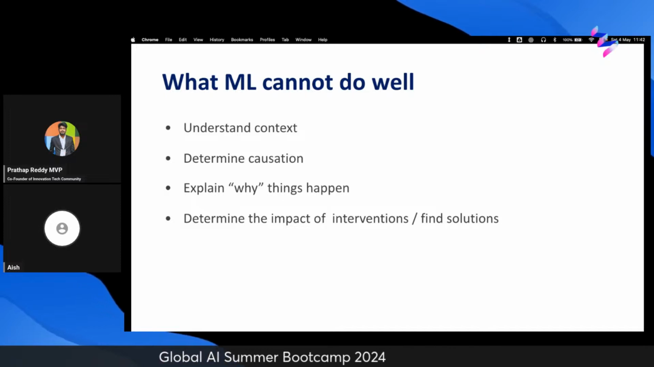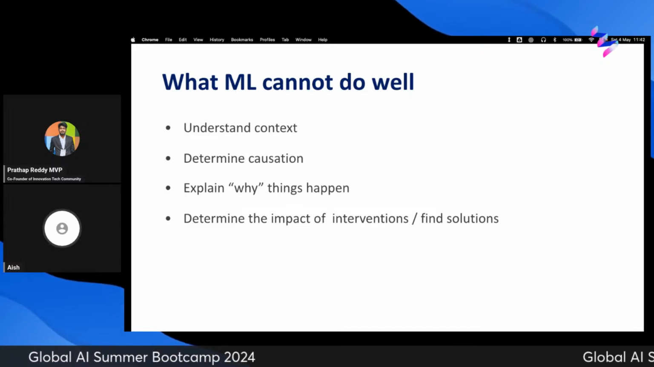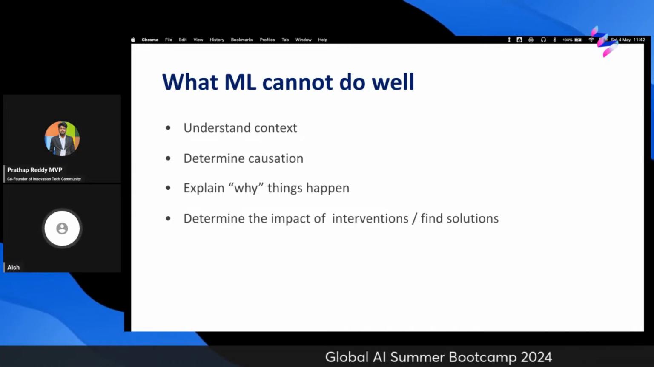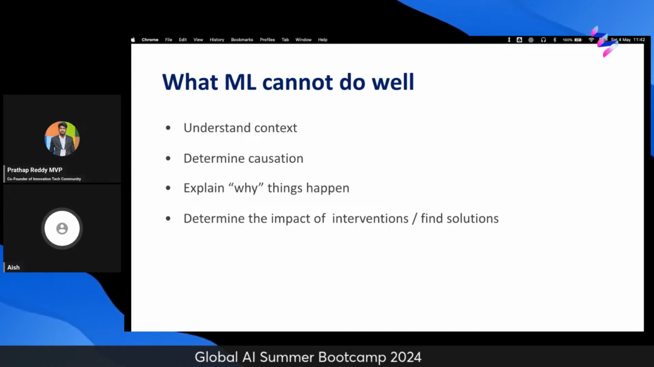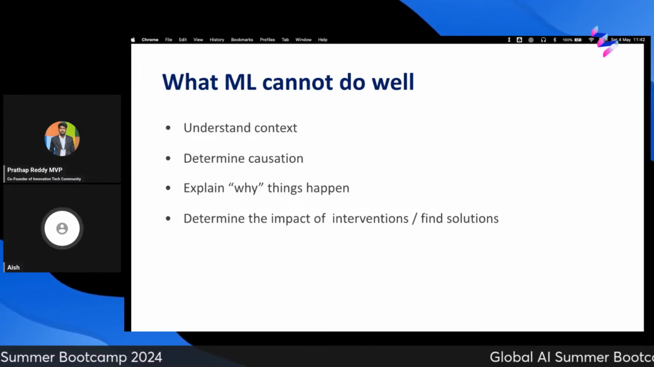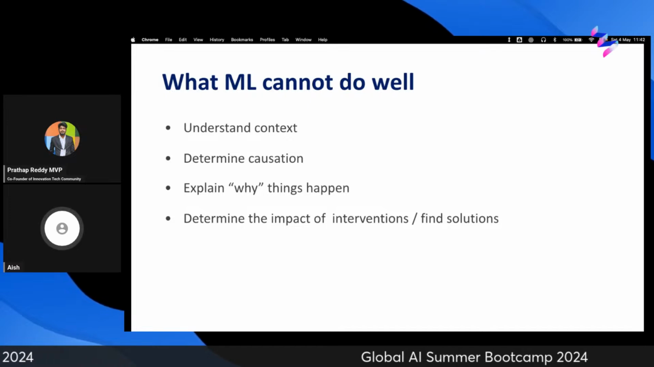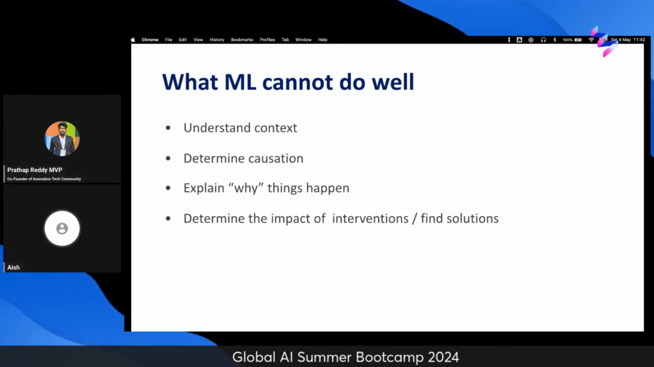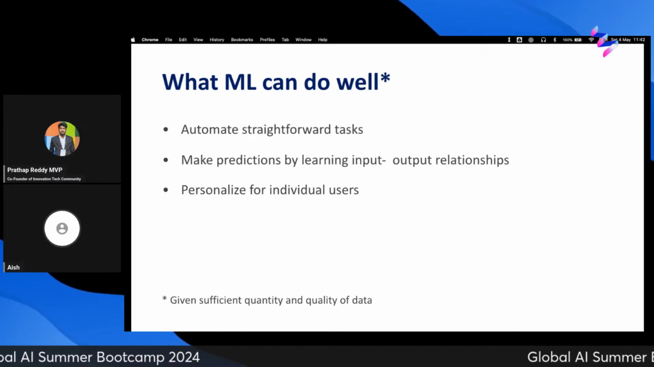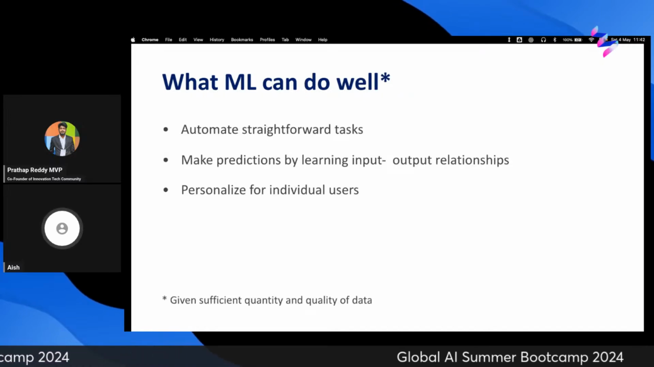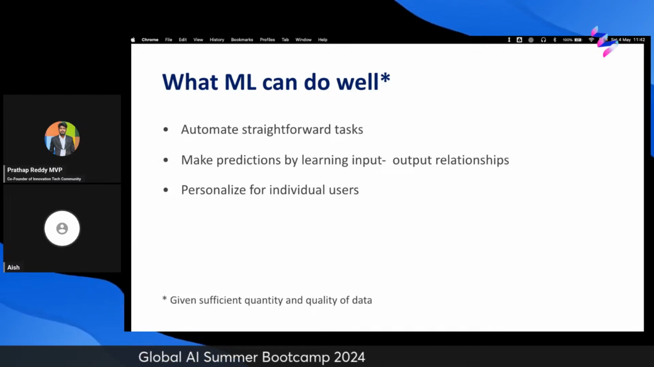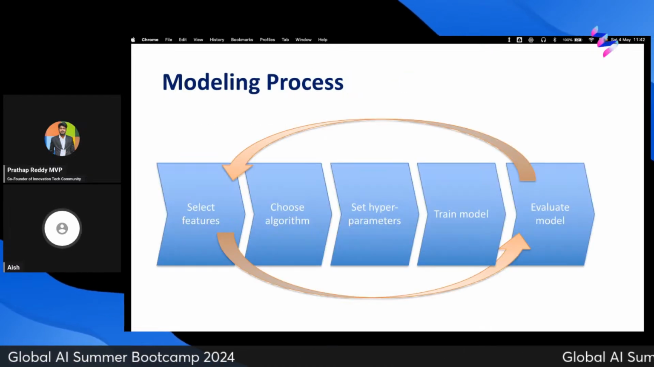And it cannot determine the impact of interventions or find solutions. So if I say climate change is happening, there's a lot of global warming, and now I try to make interventions, machine learning cannot suggest the impact of those interventions, or find solutions for it. Whereas when it comes to automating simple tasks and for personalization, ML can do that really well. So these are just some examples of where you should and should not use ML.